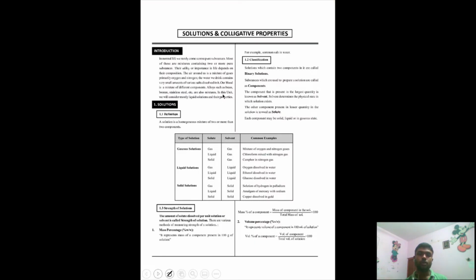Now, as you can see, introduction, solutions. These are the notes that I have prepared, and you will be getting copies of them. Along with this, you will have access to a practice question paper and a test question paper. So, let's go through this first page first. As you can see, definition, strength of solution.